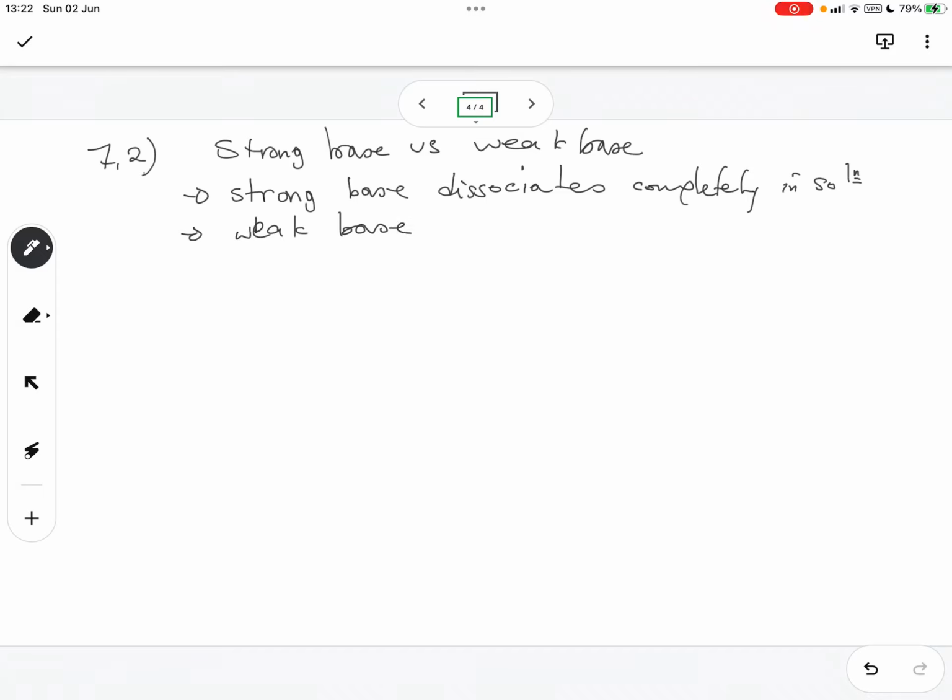In solution, but weak base partially dissociates. So partially dissociates in solution. That's the long and short of it. That's why it's like 2 marks.